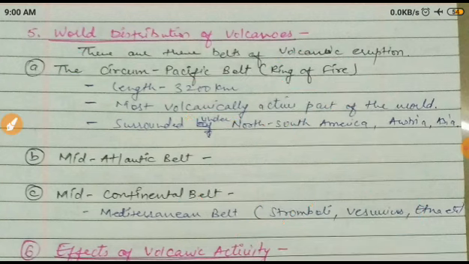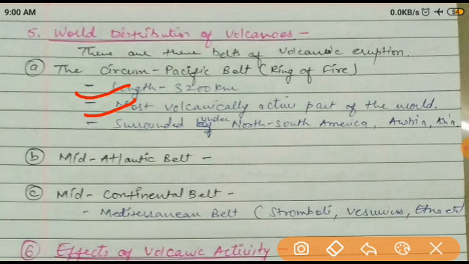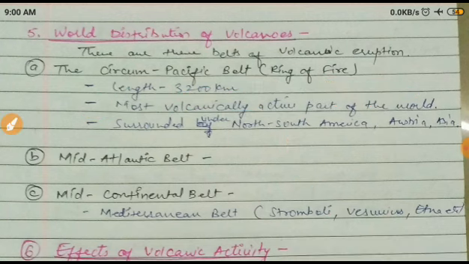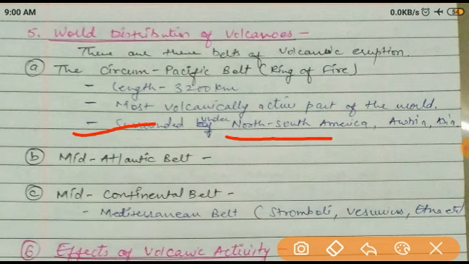How much area does it cover? It covers a length of about 3200 kilometers. How much? 3200 kilometers. It is the most volcanically active part of the world. Already we have discussed that there are three types of volcanoes, and the most active volcanoes are located in this ring of fire, surrounded by, as I already told you, North and South America, Australia and Asia.